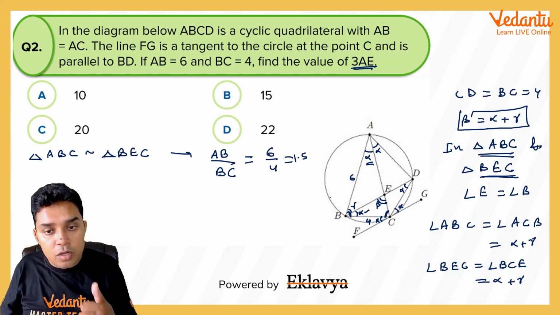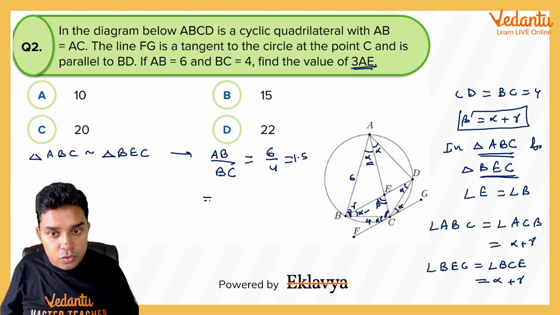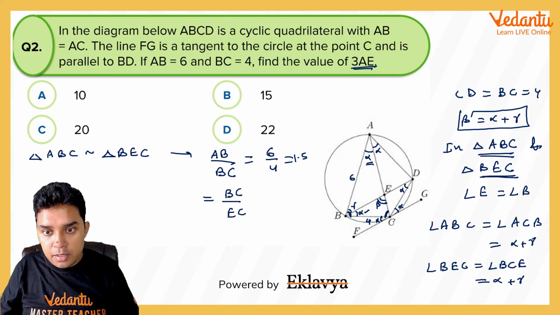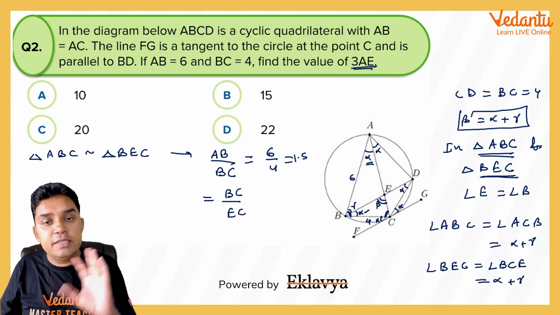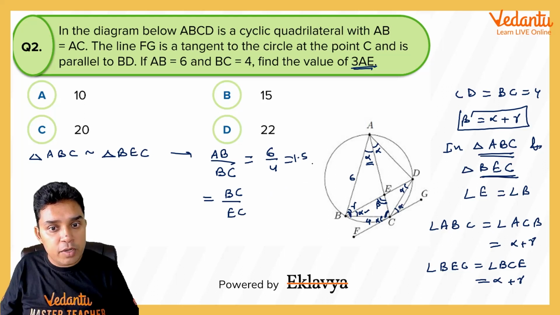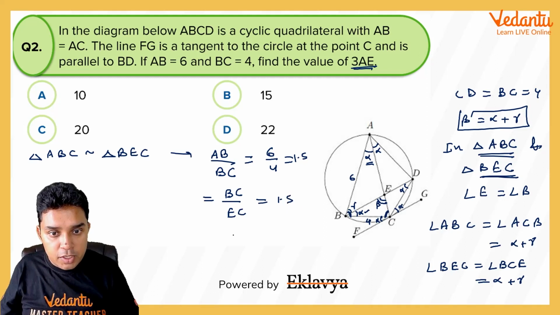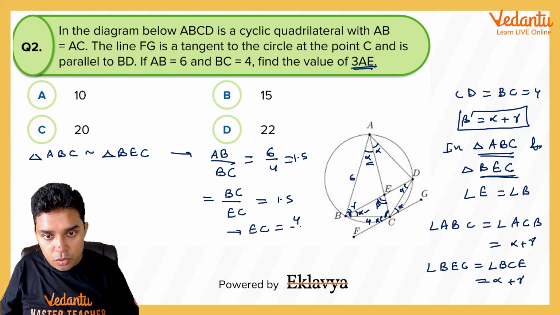Okay, now let me talk about one more ratio of their corresponding sides. It should be equal to BC upon EC, isn't it? BC in that bigger triangle ABC, and corresponding to that in that smaller triangle EC is the side. So BC upon EC should also be 1.5, but we are already aware of BC. So if this is 1.5, we will get EC directly from here. EC will be equal to BC, that is 4 upon 1.5. So it will be equal to 8/3 actually, 8/3.